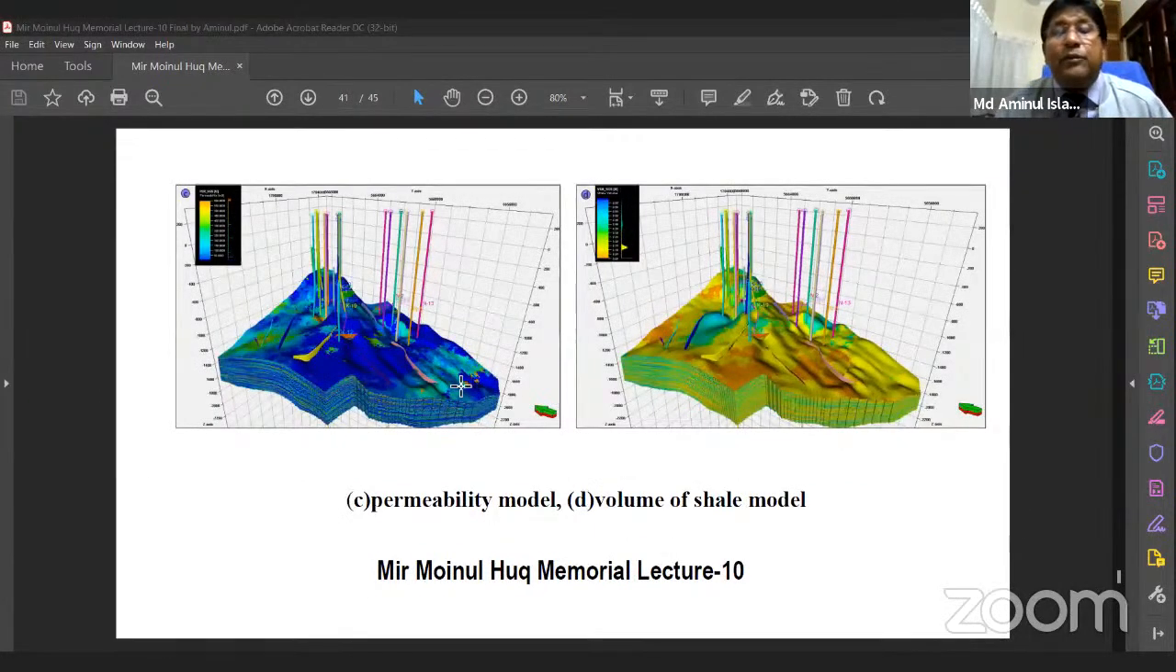Permeability is another thing that we have no scope right now to calculate from the logs, but we have got some core data. We plot the depth versus permeability, digitize it, make a LAS file and transfer it to Petrel, and then we propagate it through the model and get a permeability model. But volume of shale can give you some sort of heterogeneity, and whether the reservoir is inhomogeneous or not.